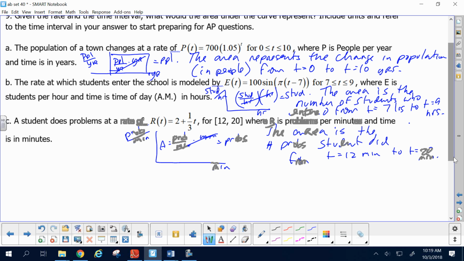But for now, area is change. If you're totally just blown away, then good, that's calculus. But come in 7th hour, and I will help you.